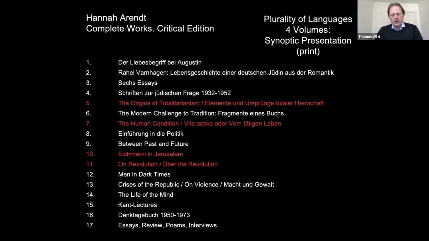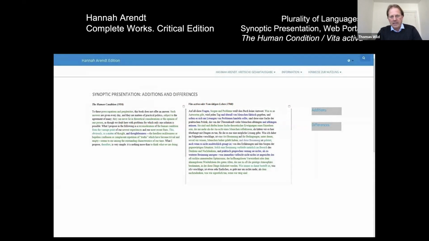These 4 books that are marked in red are actually 8 books, and they will be presented in the printed version in a synoptic way, so that you have one language on the left side, the other language on the right side. Among them, for example, The Human Condition, or as the German title reads, Vita Activa oder vom tätigen Leben. Here's a mock-up of what this might look like in the web portal presentation. The color coding that you can see is what we envision as a possibility for people to click on.